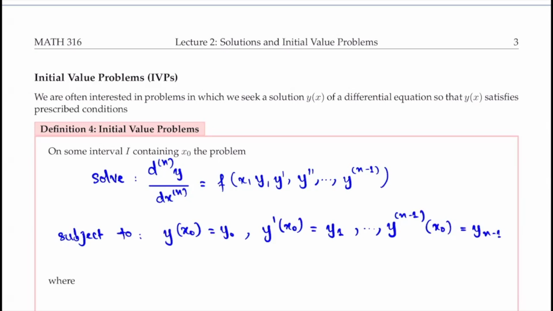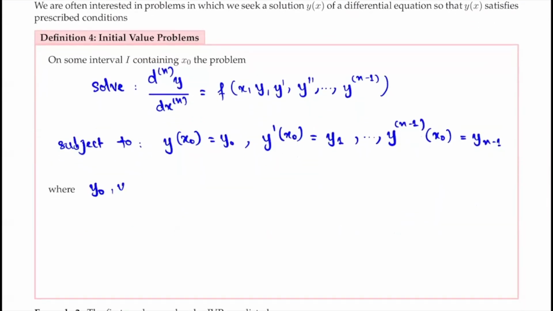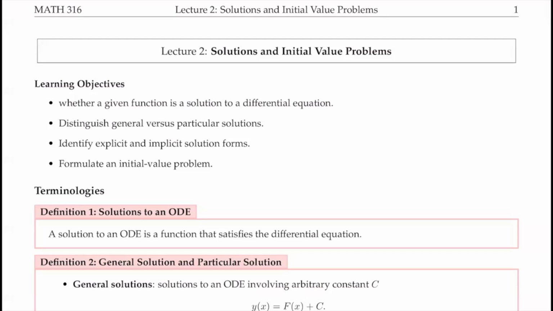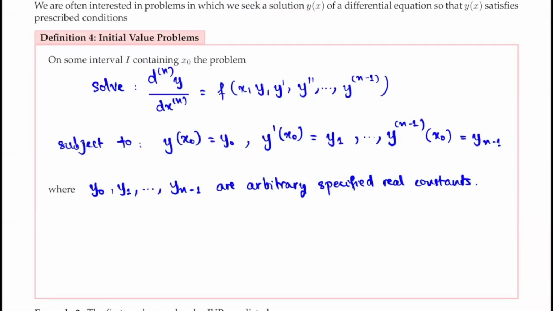So you say that in order to solve a differential equation, in this case the nth order differential equation, it requires you to have n minus 1 initial conditions, where y0, y1, up to y sub n minus 1 are arbitrary, specifying real constants. That is, it depends on the scenario of the problem that you're dealing with, it depends on the differential equations.